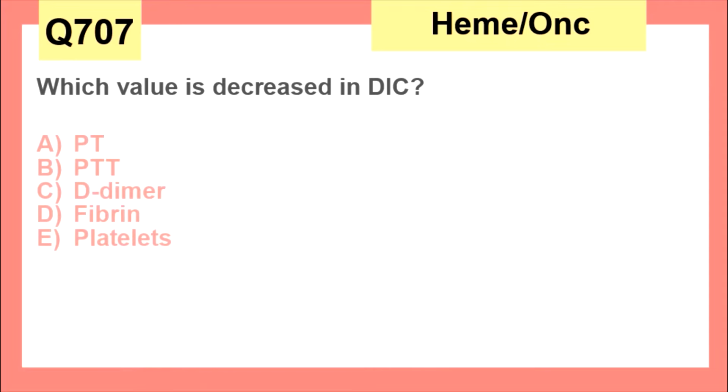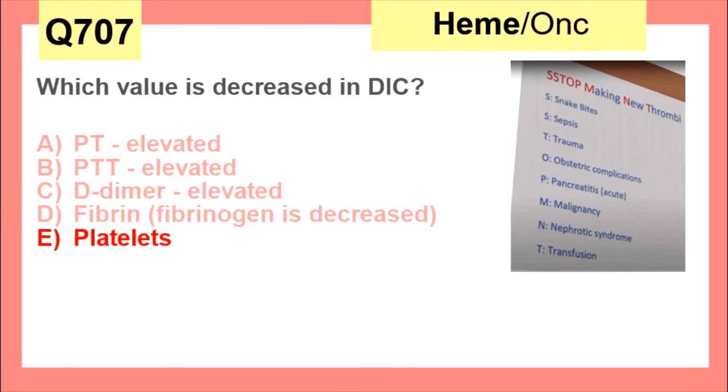Question 707. Which value is decreased in DIC? If you recall, all of these values are elevated in DIC except for platelets. Platelets are being used up all around the body, and therefore platelet count will be low. PT and PTT are elevated because of the consumption of the coagulation factors.